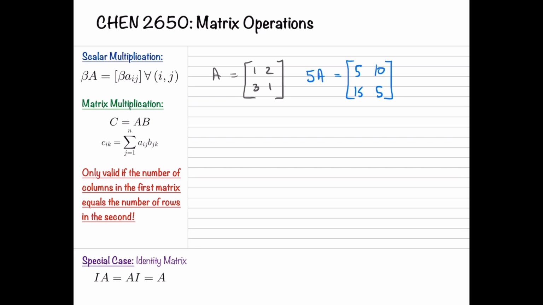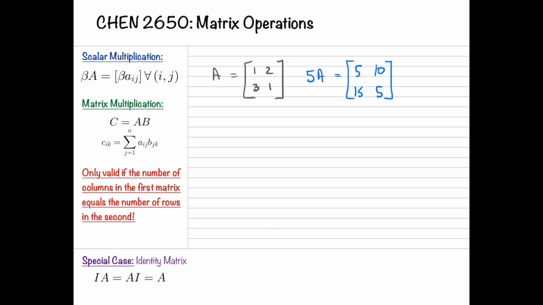Our next and final operation for this video is going to be matrix multiplication. So another example of multiplication, but in this case, we're going to be multiplying two matrices together as shown here for the example of C equals AB. What you have to be particularly careful with for matrix multiplication is that this operation is only valid in the case that the number of columns in the first matrix equals the number of rows in the second.